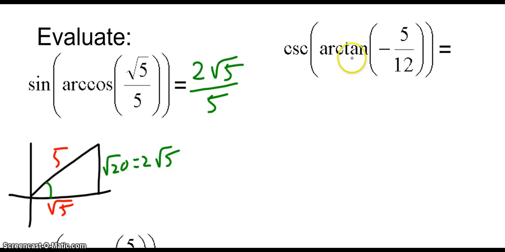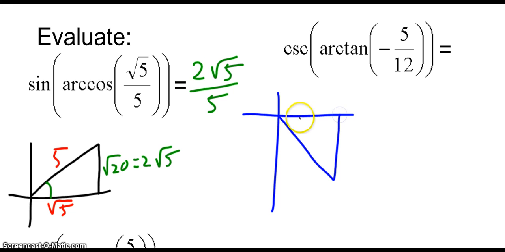Here, cosecant of the arctangent of negative 5/12. Again, this is not on the circle, so let's draw a triangle. Pay attention to the inverse function. Arctan is negative in the fourth quadrant. It's only in the fourth and the first quadrant. It's negative in the fourth. So my triangle is going to look like this now. Here's the angle I'm looking at.